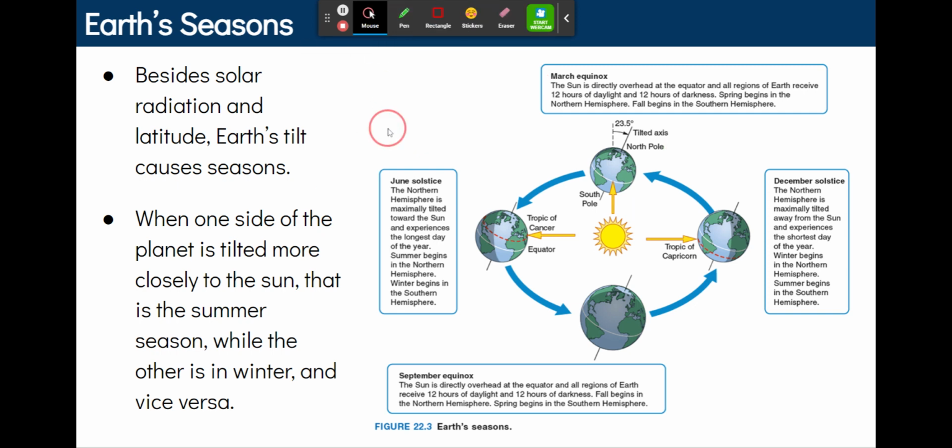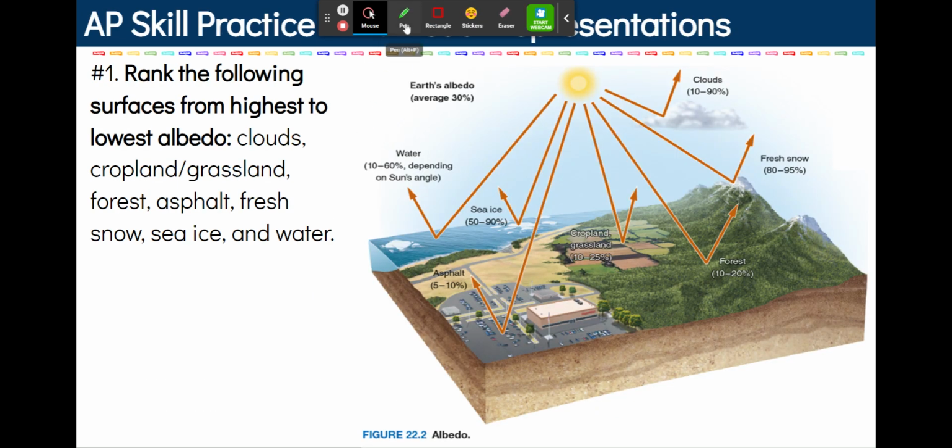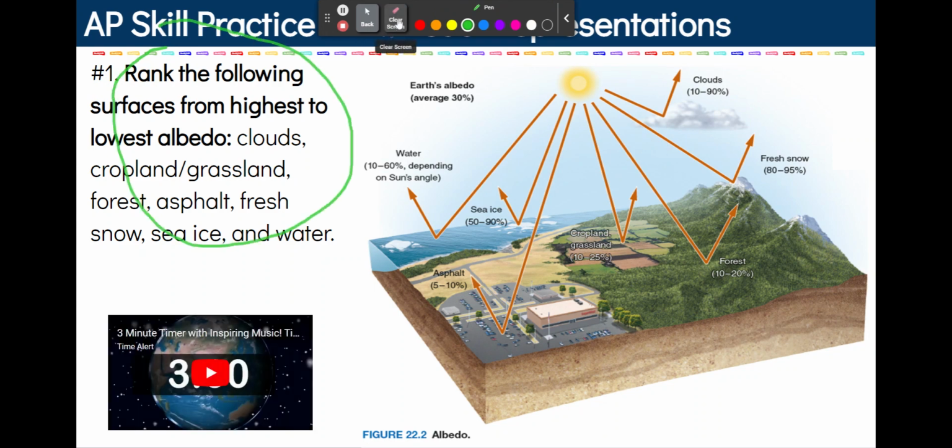That is all I have for you guys today. I want you guys to work on this one question. I'm going to check it next class to make sure it is done. Use the image to rank the following surfaces from highest to lowest albedo. If you have any questions about this, please let me know. I am more than happy to help you all.